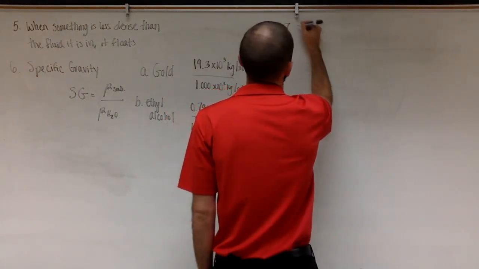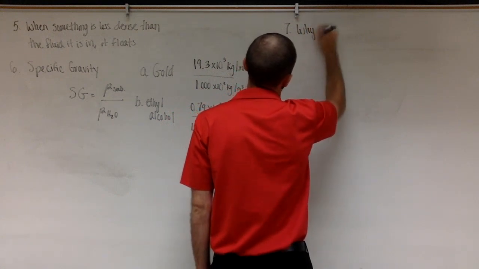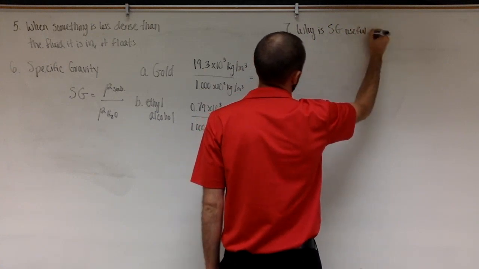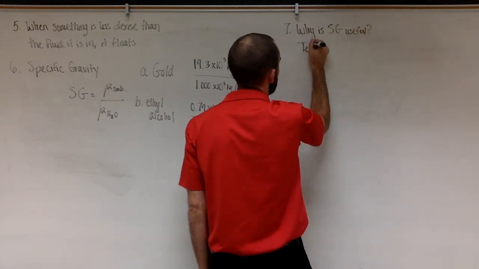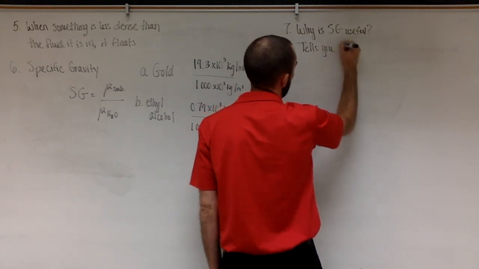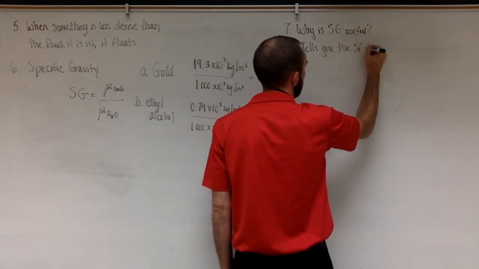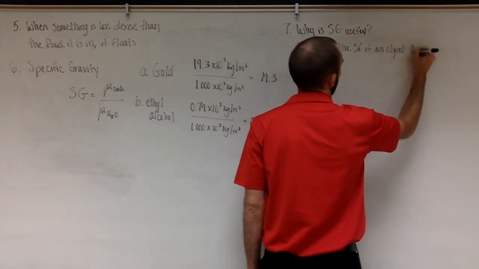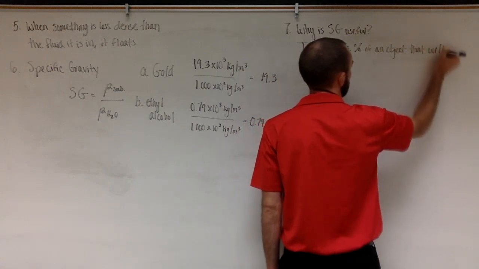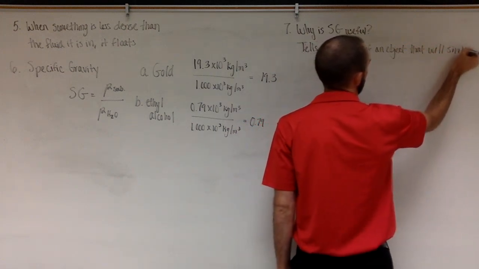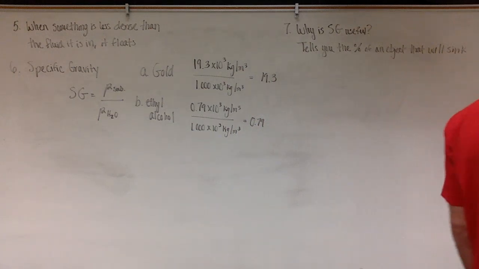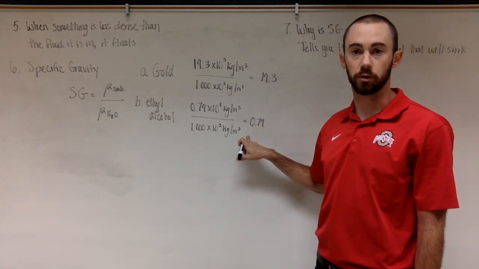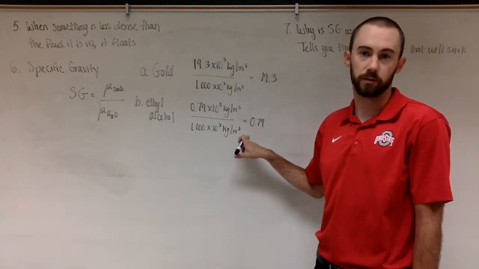So that is the usefulness. Why is specific gravity useful? It tells you the percent of an object that will sink. So technically, you could change the denominator and just make it whatever substance you're looking at, and then you'll automatically know how much of it will sink.